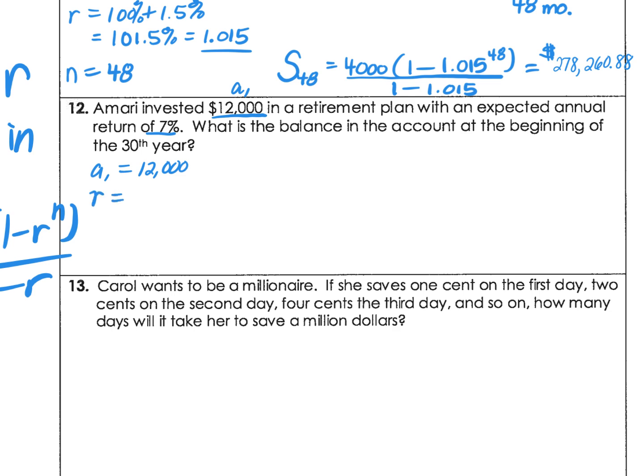What is R? Yes, 1.07, 100 plus 7%. What is N this time? So S sub 30 is what? Find out. Yeah. Now, guys, I want you to understand, he only put 12,000 in the first year, walked away for 30 years, came back, checked his balance, and went, oh, I won the lottery.